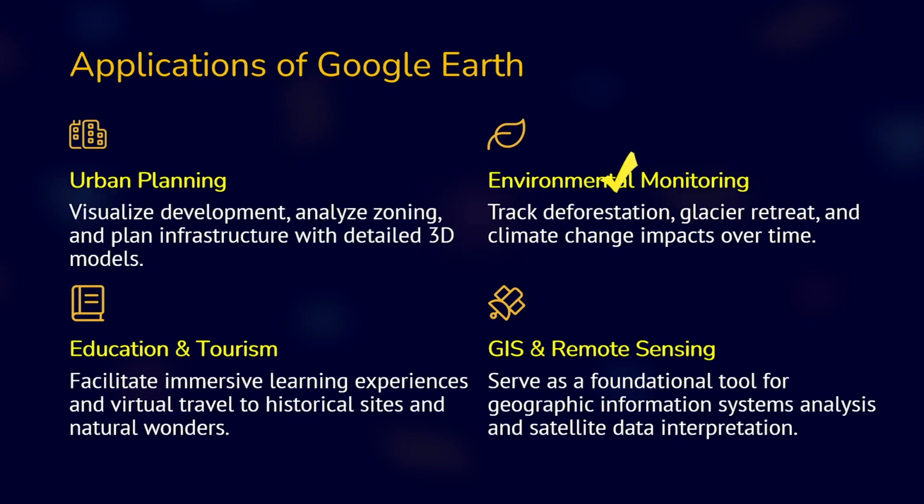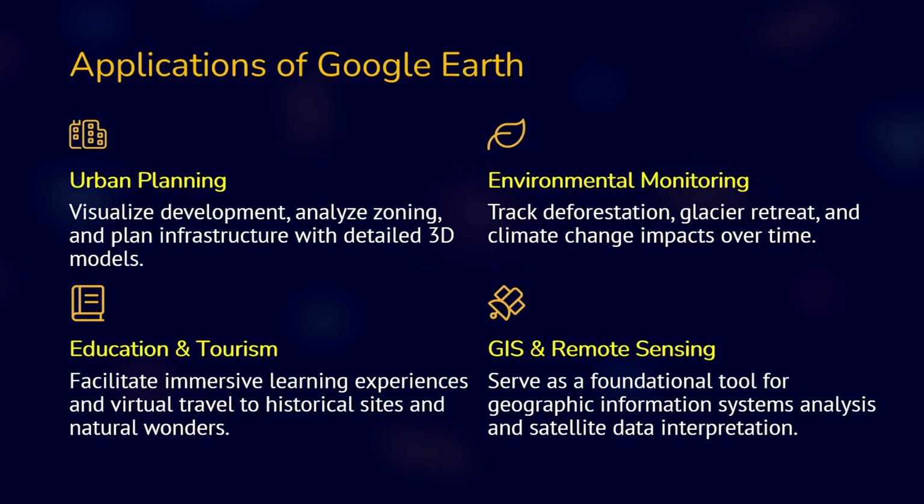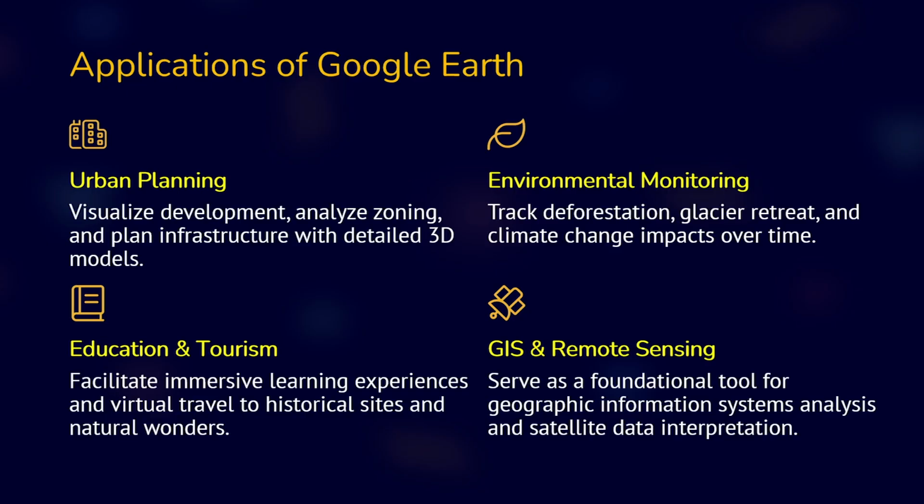We can use it for environmental monitoring, such as tracking deforestation, how forestation or deforestation is happening, and what percentage of deforestation has happened over a period of 10 or 15 years. We can also see how glaciers have been melting and how the climate has been changing over the past couple of years. For those analyses we can use Google Earth. At the same time, we can use it for immersive learning of places where we can't go, and to get a perspective of historical sites. It serves as a foundation tool for GIS and remote sensing analysis, and to interpret satellite data as well.